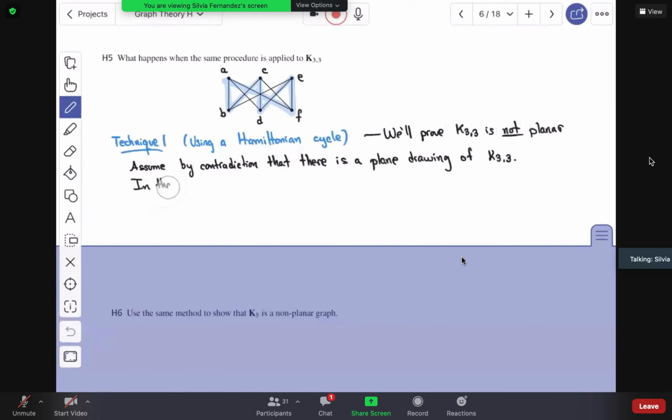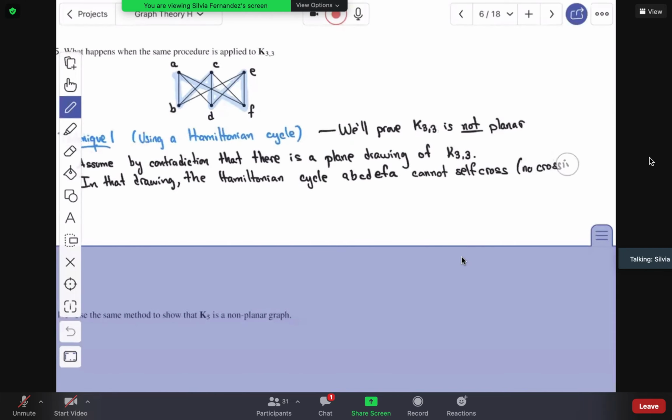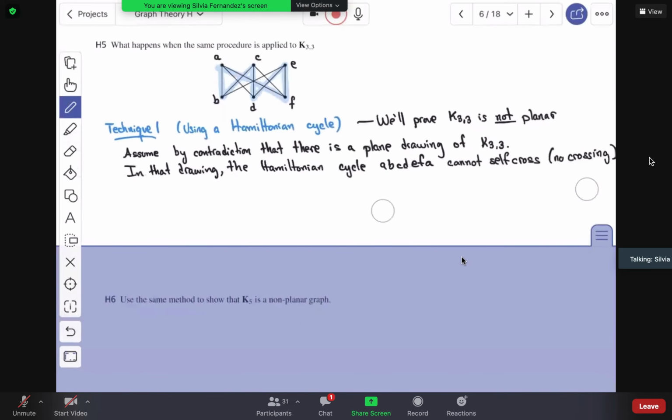In that drawing, the Hamiltonian cycle A, B, C, D, E, F, A cannot self-cross, right? Because there are no crossings. It cannot cross itself. It cannot cross anything. In particular, it cannot cross itself.